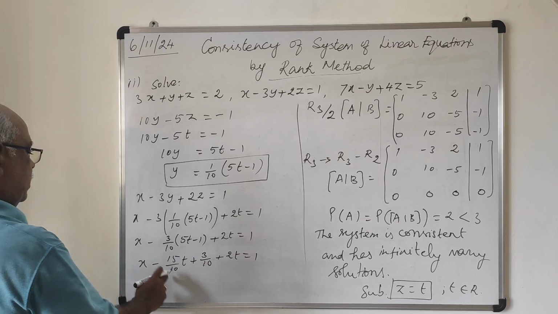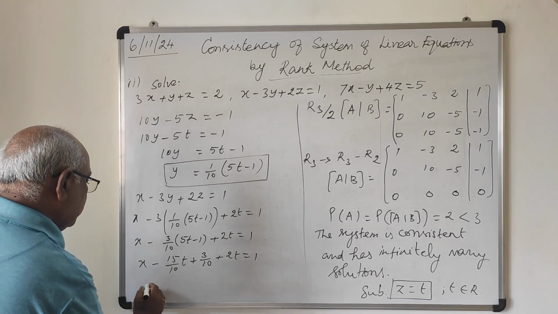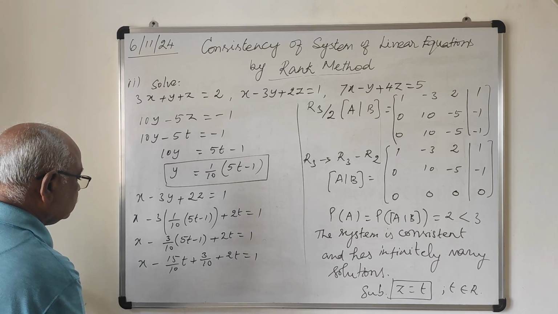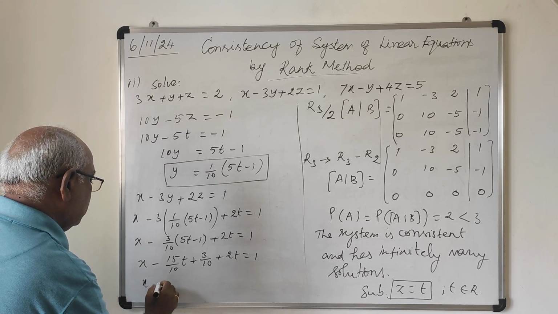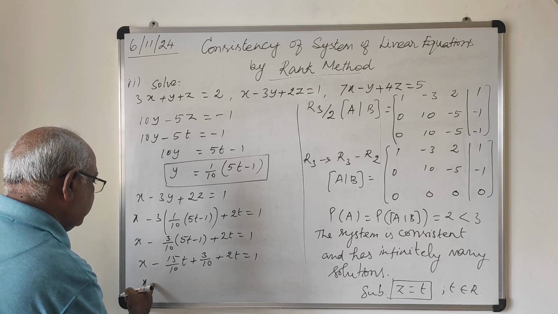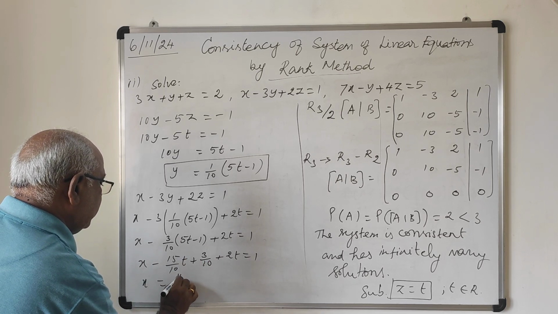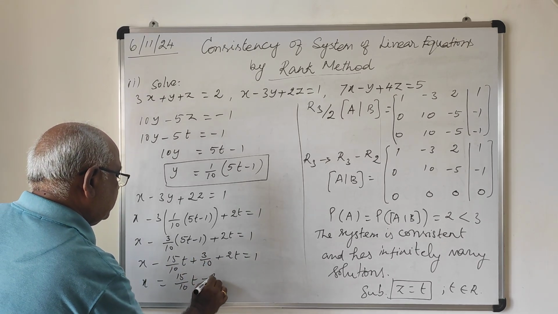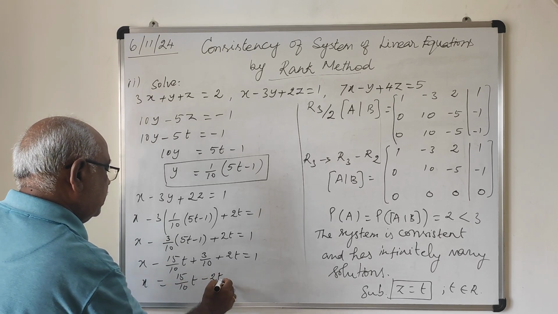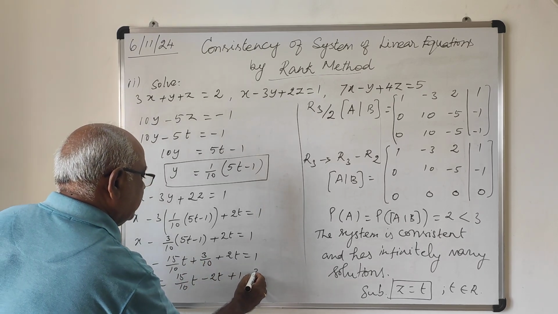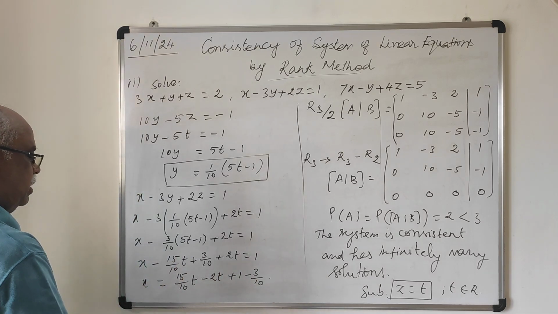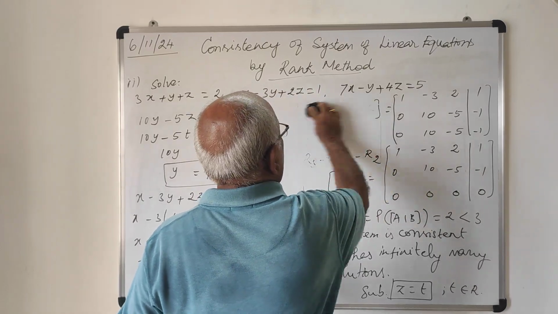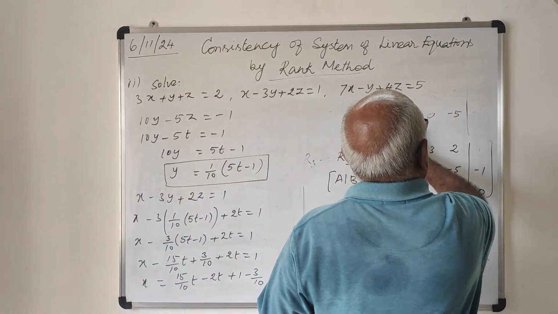By rearranging this, you will get x. Keep x here, and take the minus 15 by 10 t to the right hand side. This is plus 15 by 10 t minus 2t, and already 1 is there, minus 3 by 10. You simplify, and you will get the x value by ordinary simplification.